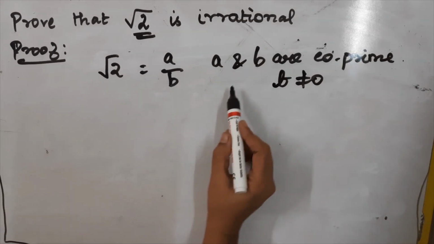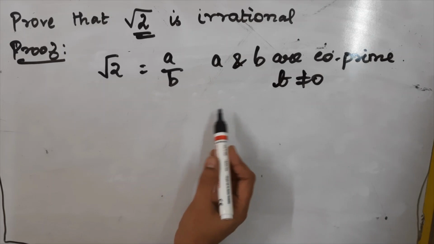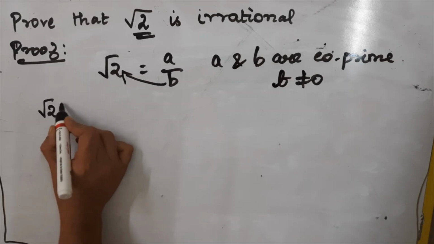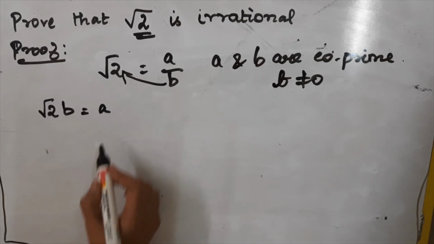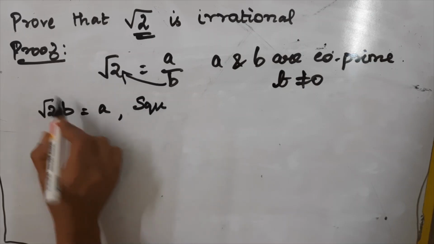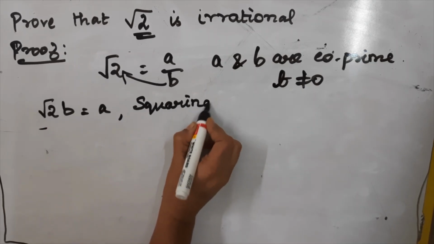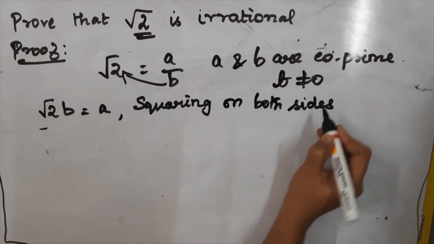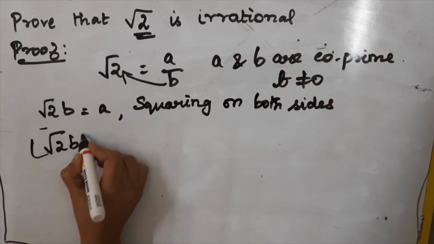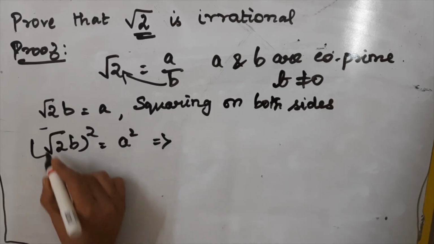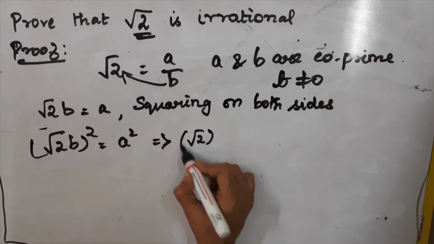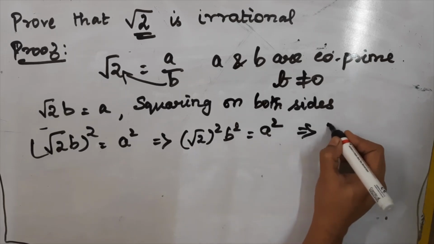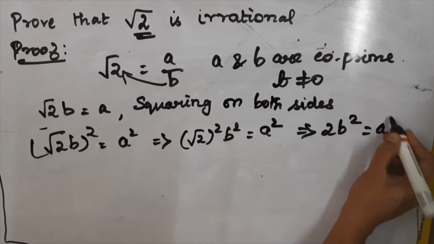So we'll take this assumption and proceed to solve this problem. Root 2 is equal to a by b, where a and b are co-prime numbers and b is not equal to 0. We take b to the other side, so we get root 2 into b is equal to a. To eliminate the root, we square on both sides. We get root 2b the whole square is equal to a square. Root 2 the whole square into b square is equal to a square, which means 2 into b square is equal to a square.